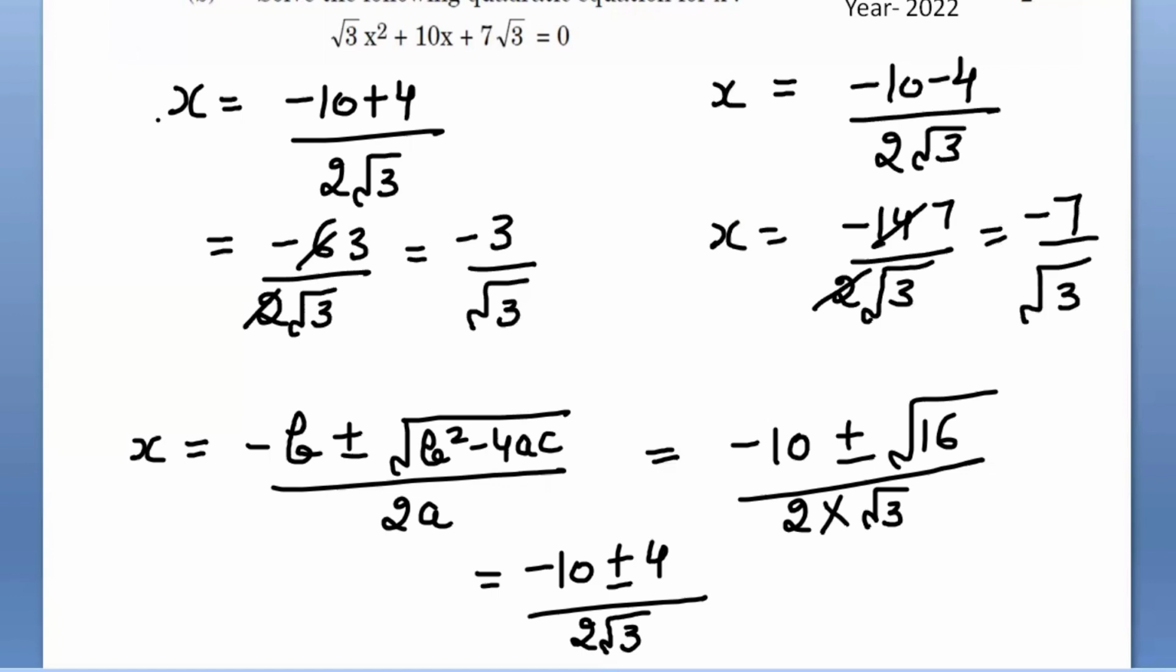So if you get a question with root values, do not leave the question. Definitely try to solve it. You will get the right answer if you follow all the steps which I have already explained to you.